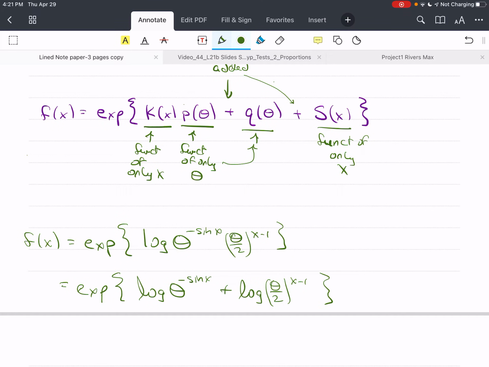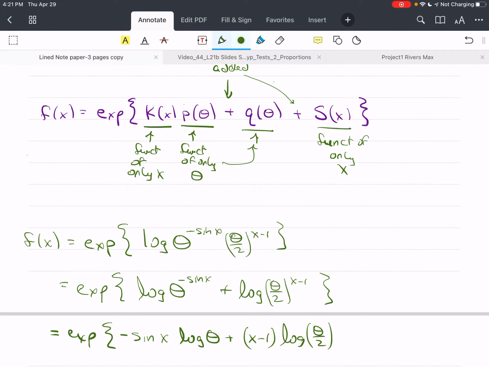Since I need to get this in terms of multiplied and added, I don't want things in exponent form, because this is not a function of only theta, it's a function of x and theta now because you've got x in the exponent. So we need to be able to separate this out. We need to use our property of logarithms to expand as much as we can. So I'm going to bring the exponent to the front and multiply by log theta. Now this is starting to look like k of x times p of theta. But we're not done. Plus x minus 1 times log of theta over 2.